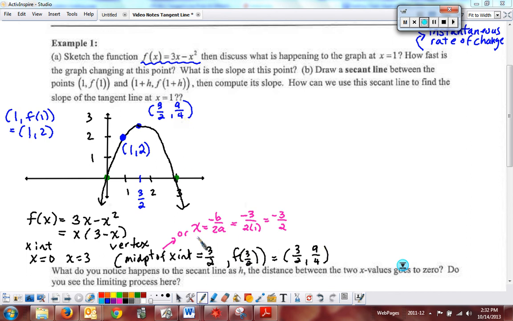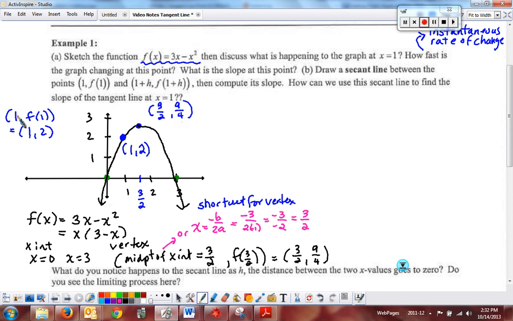An alternate method, if you'll remember, is your shortcut formula for the vertex. If you have your parabola in ax squared plus bx plus c form, the x-coordinate of the vertex is always negative b over 2a, and then I just plug them in from over here. My b was 3, my a was negative 1, and so I need a negative right there. Oops, I should have noticed that negative mistake, which would make this over negative 2, which is 3 halves. Okay, and then I'm determining what's happening to the graph at x equal to 1.